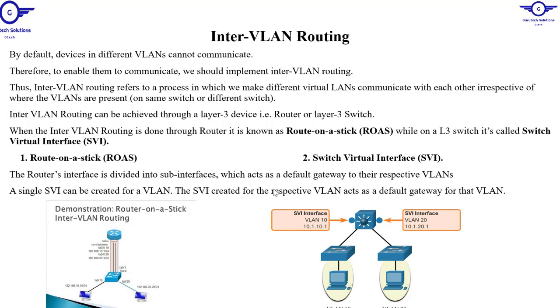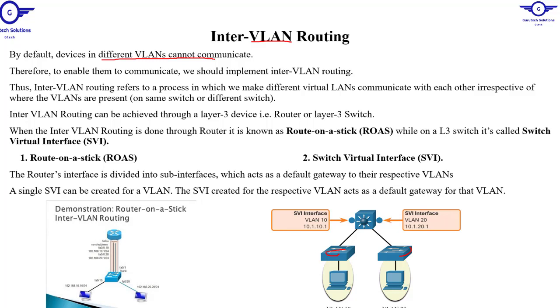Okay, so in this training today, we are going to learn what is meant by inter-VLAN routing. As you can remember, previously we learned how to do VLAN configuration. We learned how to configure VLANs on the switches, and through what we learned, you could easily identify that by default, devices in different VLANs cannot communicate, but different devices in the same VLAN will communicate.